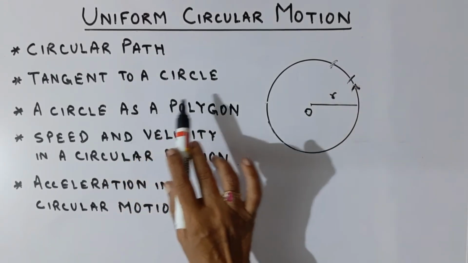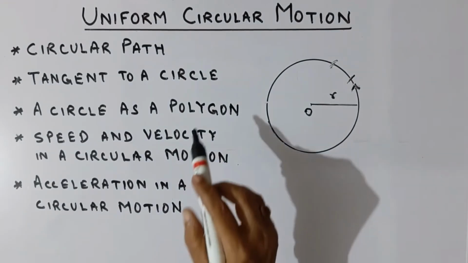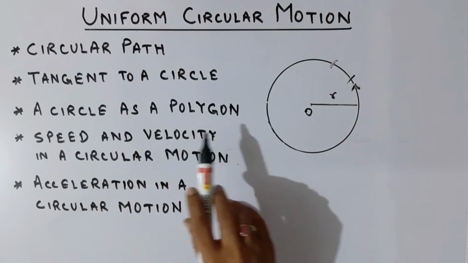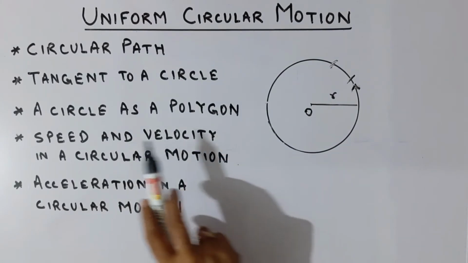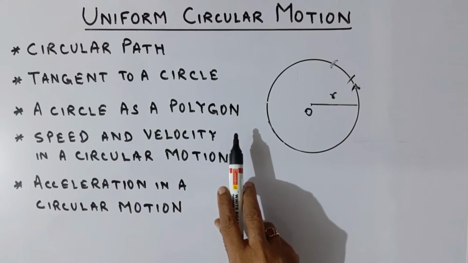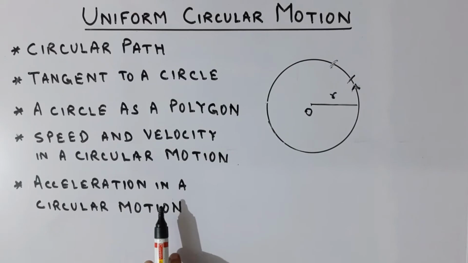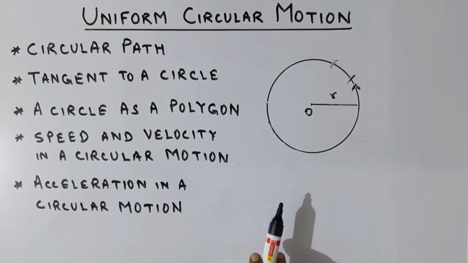Next we have a tangent to a circle. We shall also study about a circle as a polygon, how we can consider a circle as a polygon having a very large number of sides. We shall also discuss speed, velocity and acceleration in a circular motion, and we shall take up some examples of uniform circular motion in nature or around us.